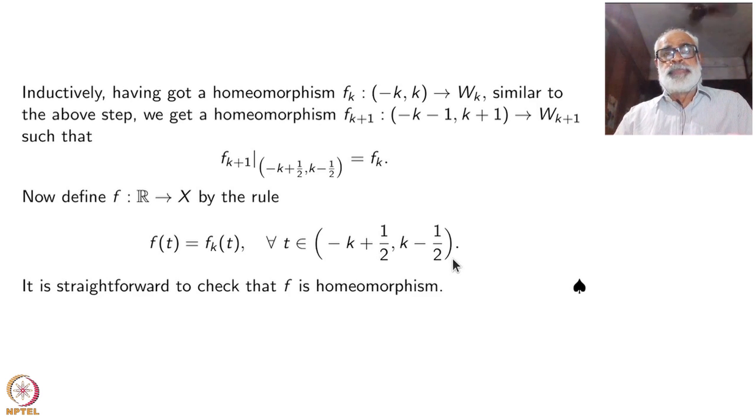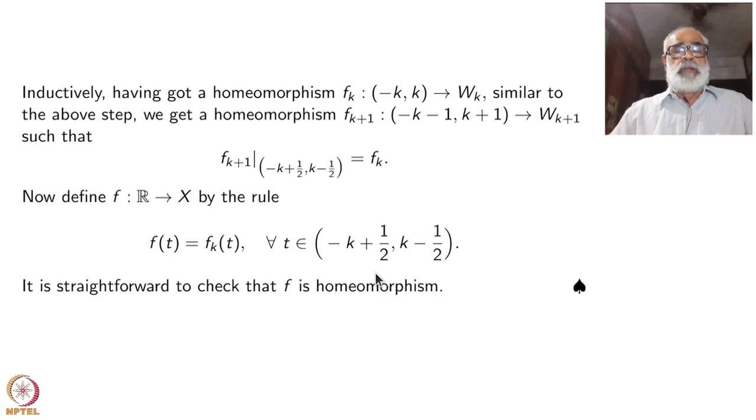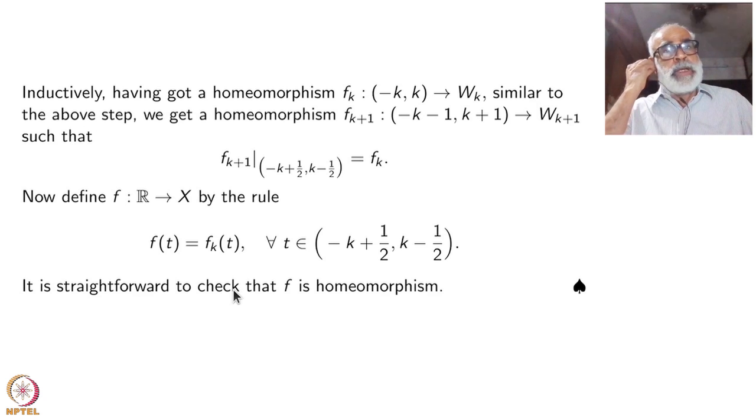Once it is in this interval, even if you take k larger, the value of Fkt on this interval is the same thing. Fk plus 1, Fk plus 2, they are all equal to Fkt here. Therefore, Ft is well defined. Alright, it is straightforward to check that F is a homeomorphism. Okay, all that you have to do is check continuous bijection and an open mapping directly.